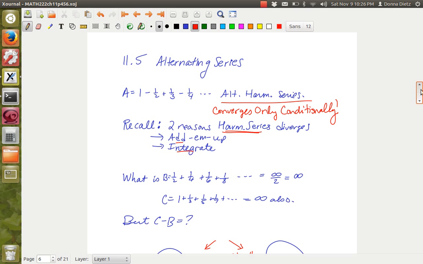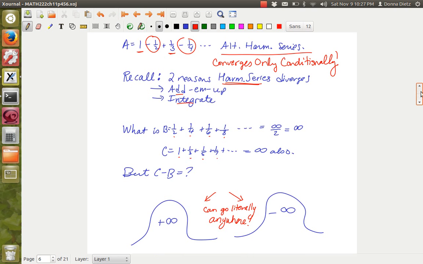Okay, so now let's split up the alternating harmonic series into the positive pieces, which is 1, a third, a fifth, a seventh, all the ones with an odd number in the denominator. And then all the ones with the even numbers in the denominator will be over here, and that'll be series B. So series B, let's look at that. That is like the regular harmonic series, but it's all divided by 2. So it's just infinity over 2, which is infinity, right?